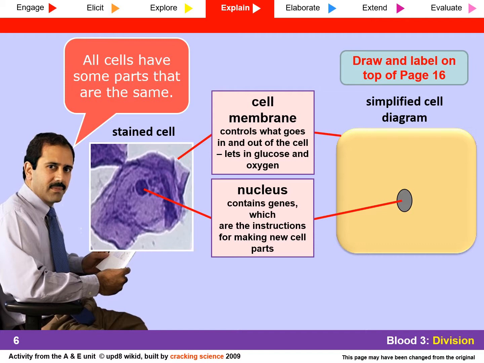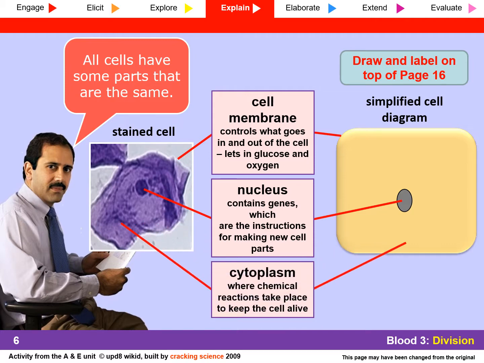Now, most animal cells have a nucleus. There are some animal cells that do not, for example, like your red blood cells. The red blood cells do not have a nucleus because it helps make more space for the hemoglobin, which is what helps carry oxygen in the red blood cells.